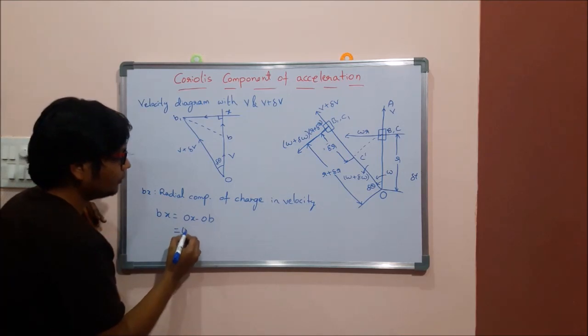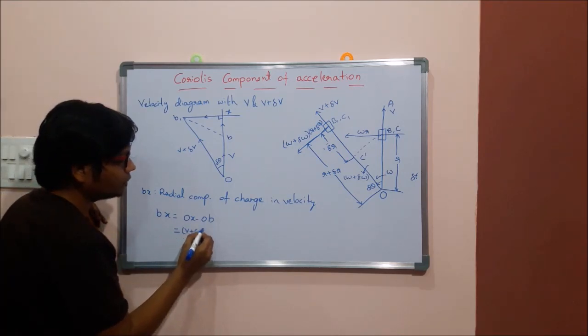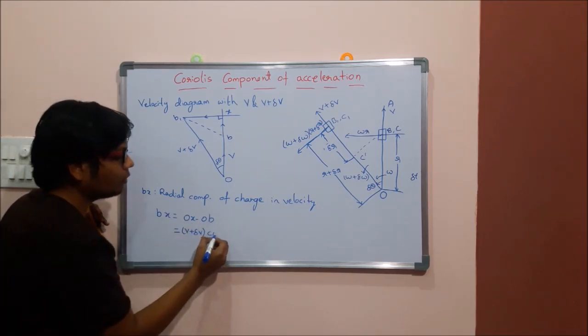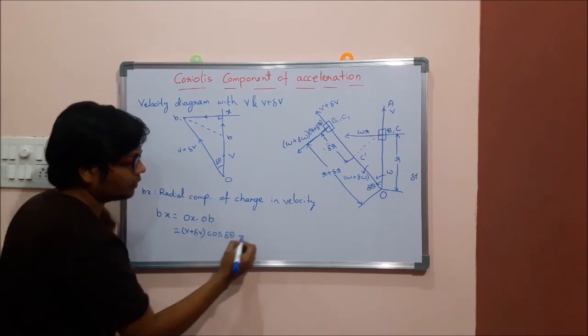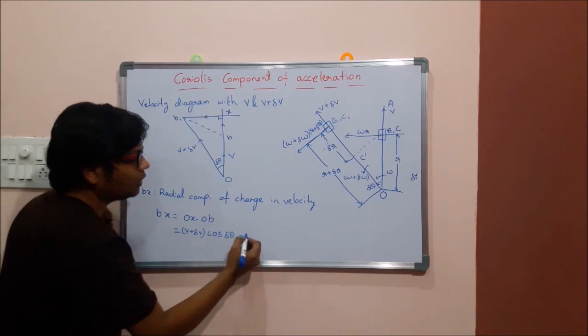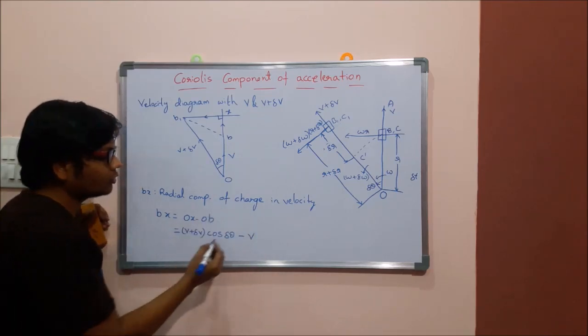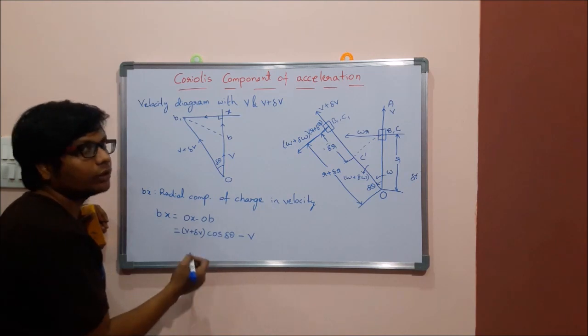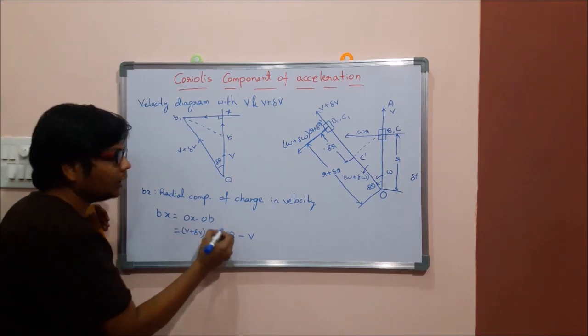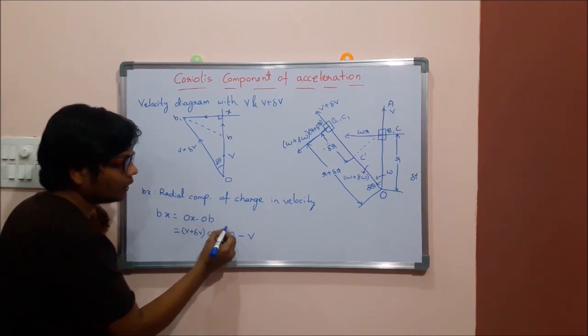We can write it as v plus delta v, which is the hypotenuse, into cos of the angle, which is the delta theta from the right angle triangle, minus what is OB here? OB is v. Okay, so when delta theta is very small, and this delta theta can be assumed 0, particularly for cos, then we can make it as 1.